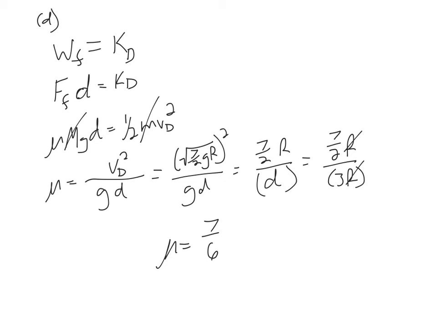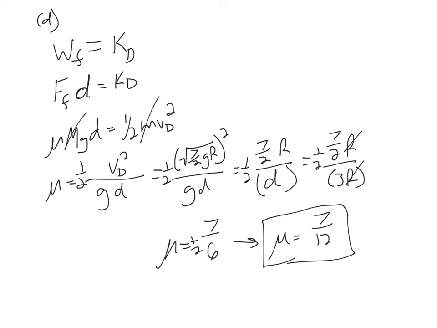Now, wait. Oh, wait a minute. I forgot my half. Half, half, half. Mu equals 7/12. Always want to double check your work. Yeah, I forgot the half there for a second.